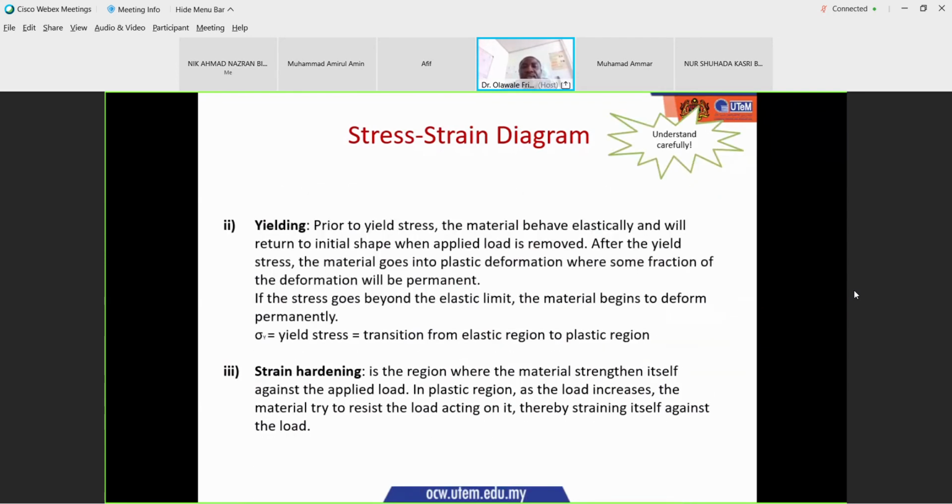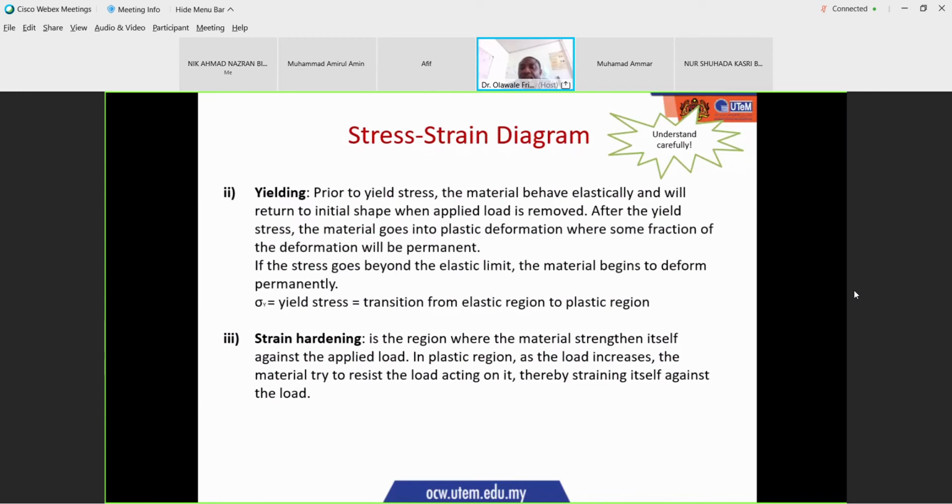The second region is your yielding. Now, before your yield stress, your material will be behaving in the elastic behavior. That means it's going to return to its original position when the load is removed. After yield stress, your material goes into plastic deformation. That is, there's going to be a permanent deformation on the material.